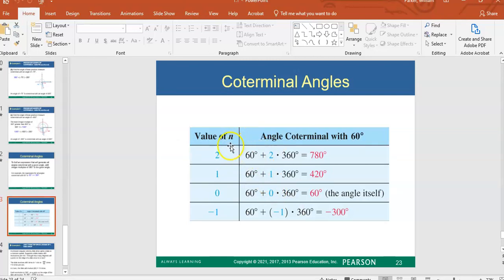So in other words, the value of n could be 1, 2, or 0. However, I could go negative as well. If I want to go negative, this would be 60 plus negative 1 times 360, which would also give me negative 300 degrees. So we could go in the negative direction with that number n as we put it in front of our 360.